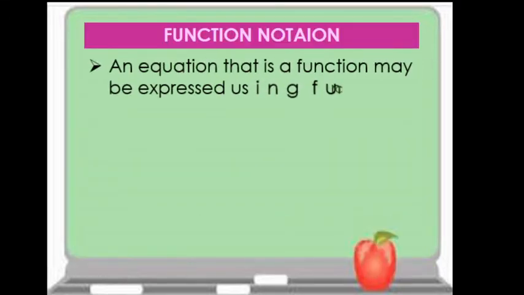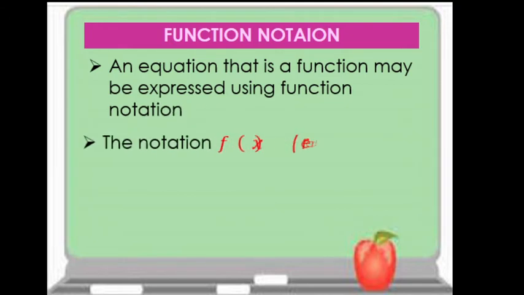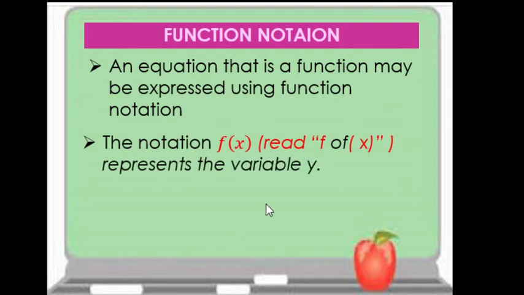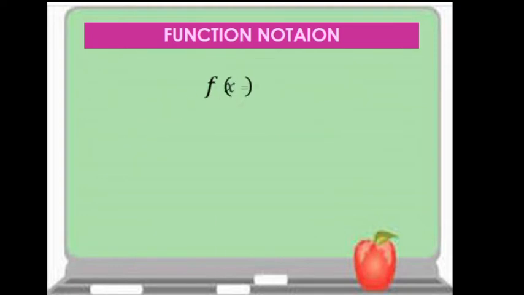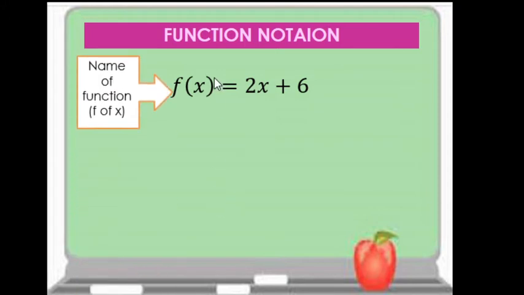Okay, so an equation that is a function may be expressed using the function notation. The notation f(x) is read as f of x, and represents the variable y. So f of x is equal to y, or this represents the variable y. For example, we have f of x is equal to 2x plus 6. So this is the name of the function, f of x.